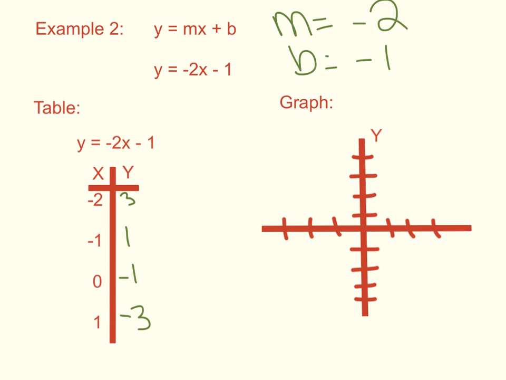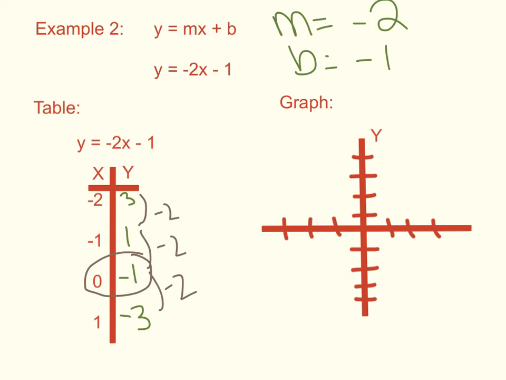Looking at our table, we can identify the slope and the y-intercept. First, for the slope, we can see that we are going down 2 each time, which is our slope. The y-intercept on the table is when x is 0. So when x is 0, we can see that y is -1, which is our y-intercept.